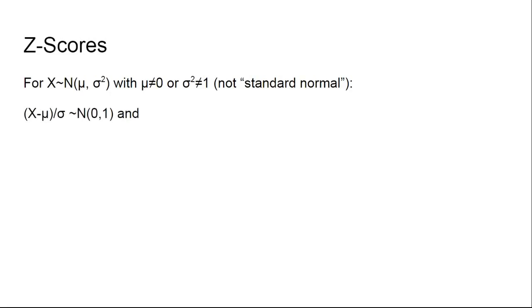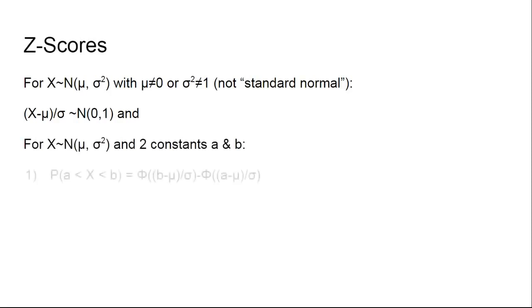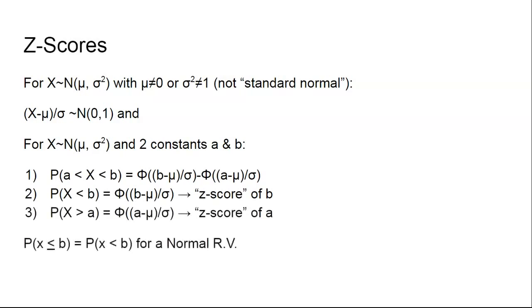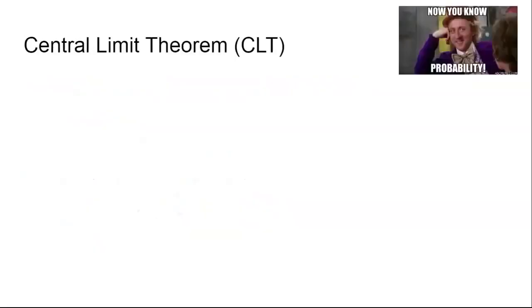So for X normally distributed (mu, sigma squared), and two constants a and b, the probability of X being between a and b is phi of (b minus mu) over sigma minus phi of (a minus mu) over sigma. Phi of (b minus mu) over sigma is called the z-score of b, or the probability that X is less than b. The same goes for a. Additionally, the probability of X being less than or equal to b is the same as the probability of X being less than b for a normal random variable.